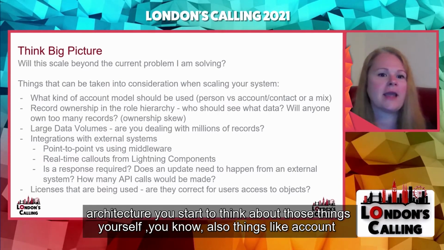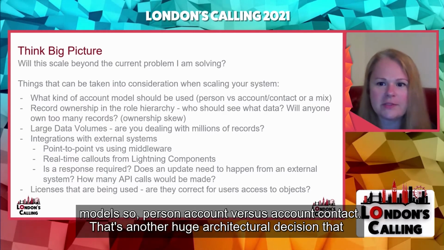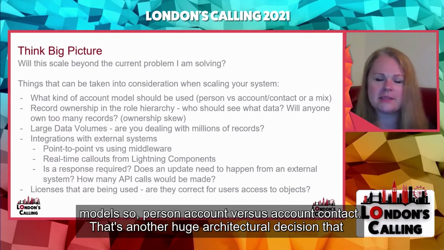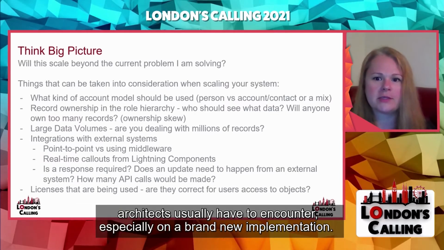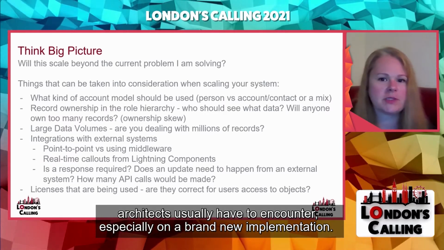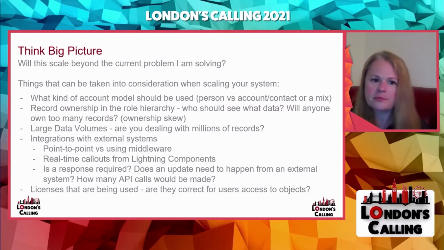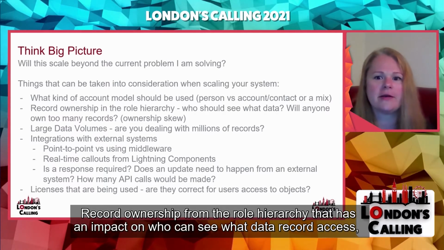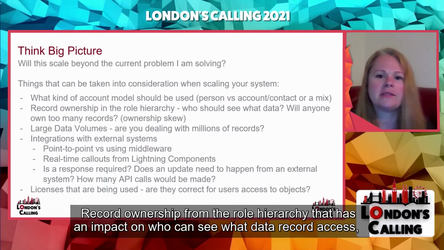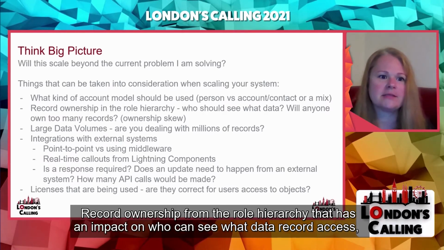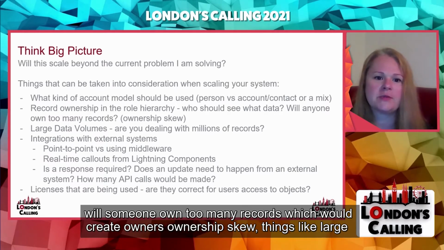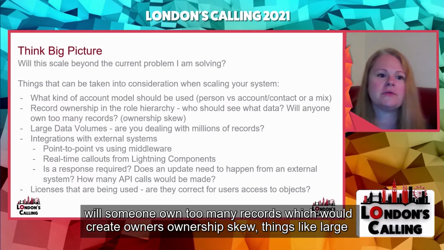Also things like account models. So person account versus account contact. That's another huge architectural decision that architects usually have to encounter, especially on a brand new implementation. Record ownership in the role hierarchy, that has an impact on who can see what data. Record access, will someone own too many records, which would create ownership skew.